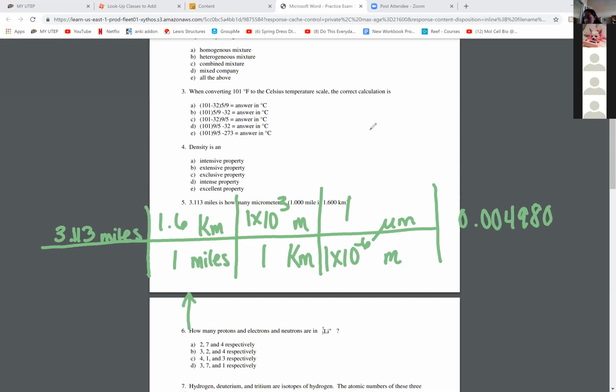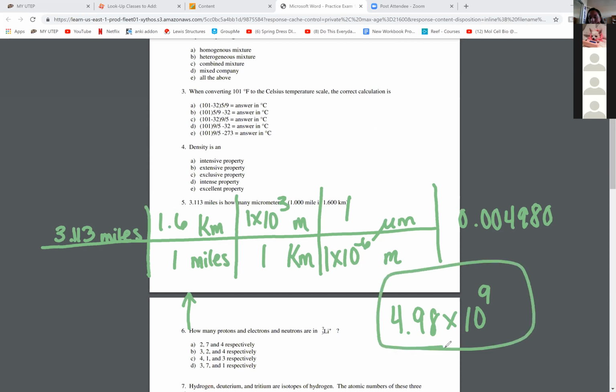Actually, I got a really big number. Did anybody else get a really big number? Yeah, 4.98 times 10 to the ninth. Yeah, 4.98 times 10 to the what? Ninth. Yeah, there you go. I got this big number.